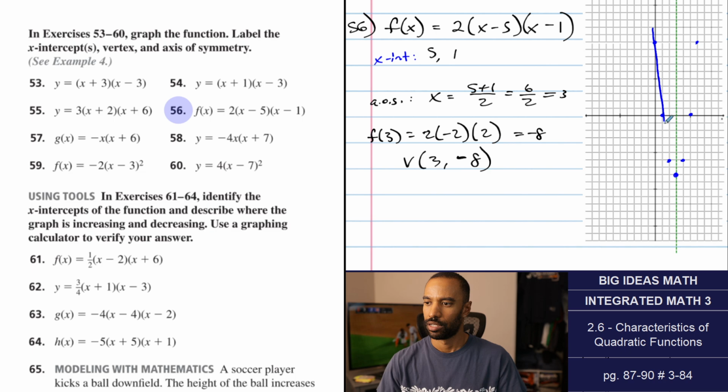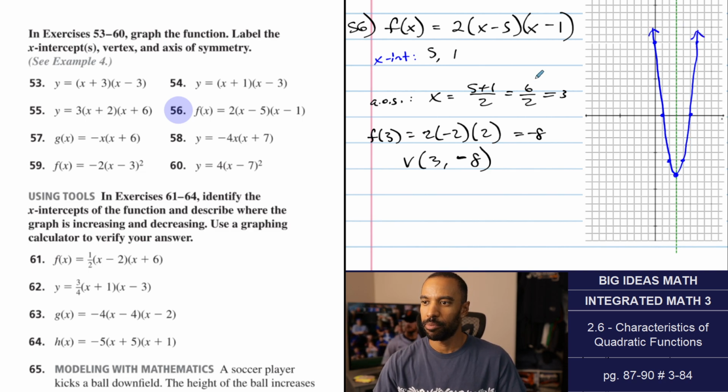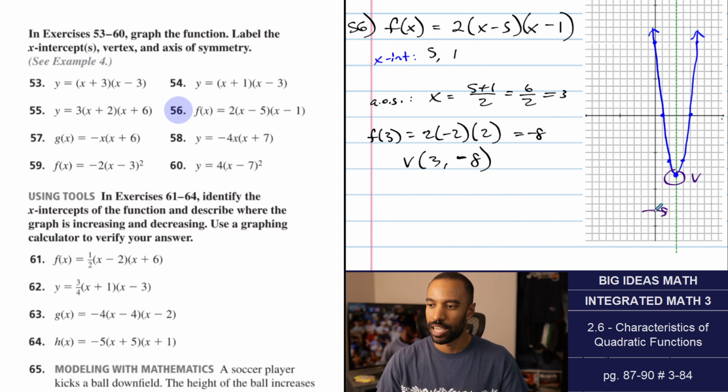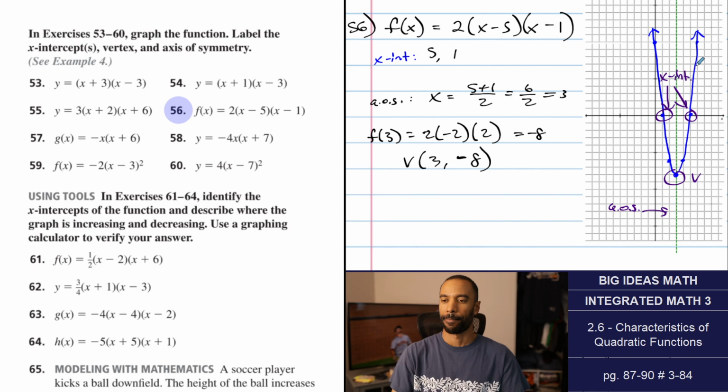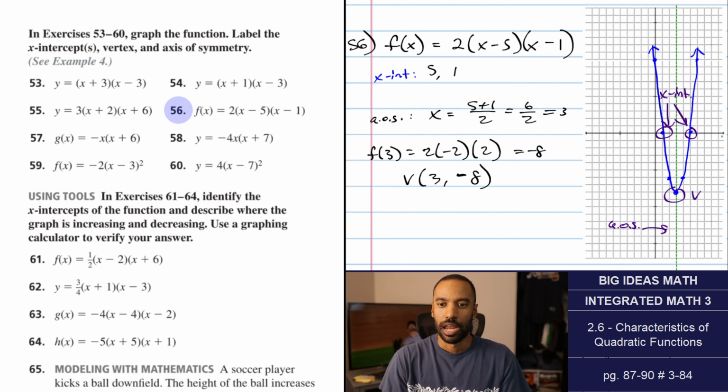Okay, don't forget to label. Don't forget to label. Don't forget to label. Number 57. Oh, don't forget to label. So vertex, axis, x-intercepts. All right.